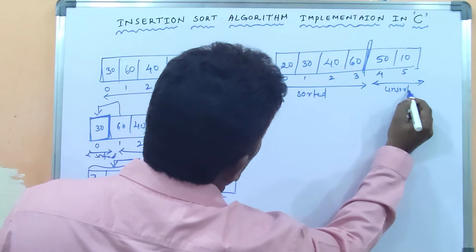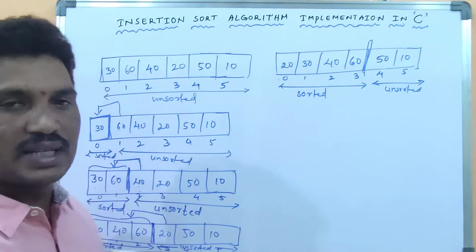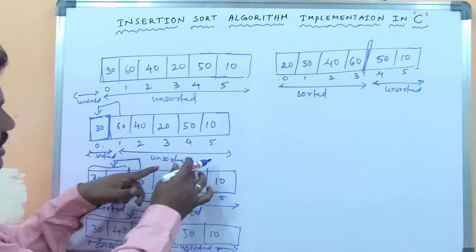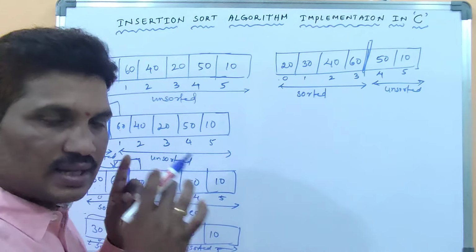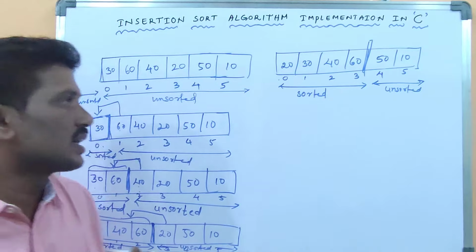Each and every time you have to observe that the sorted sublist increases, then the unsorted sublist decreases. Initially the total is the unsorted sublist. In the end there are no more elements in the unsorted sublist. Each and every step you should observe that the sorted sublist increases and the unsorted sublist decreases.